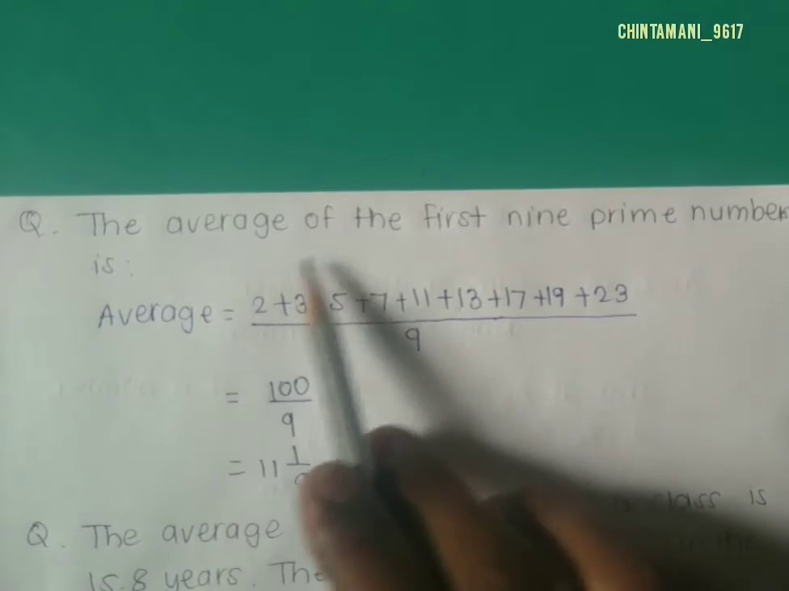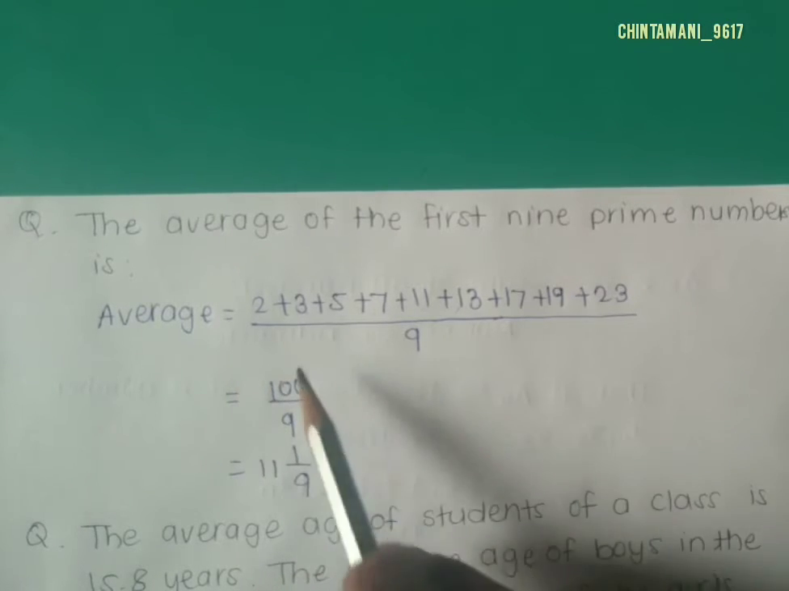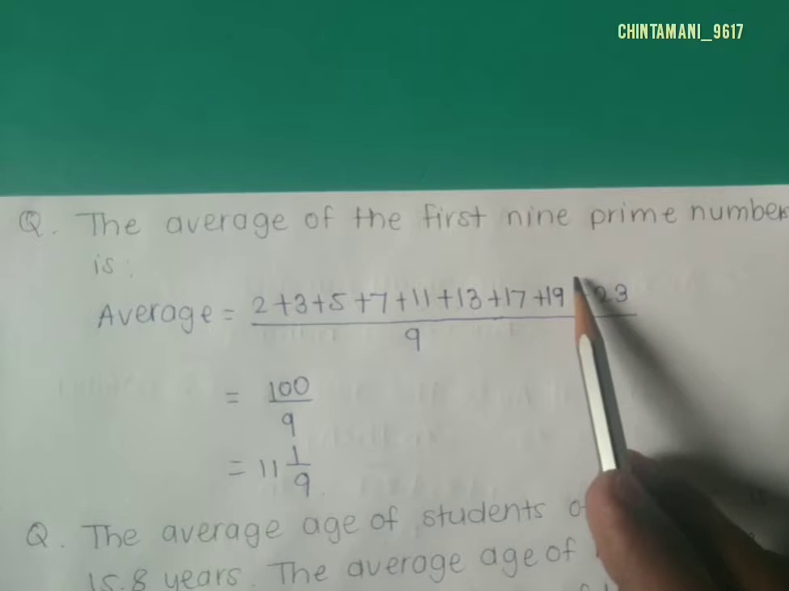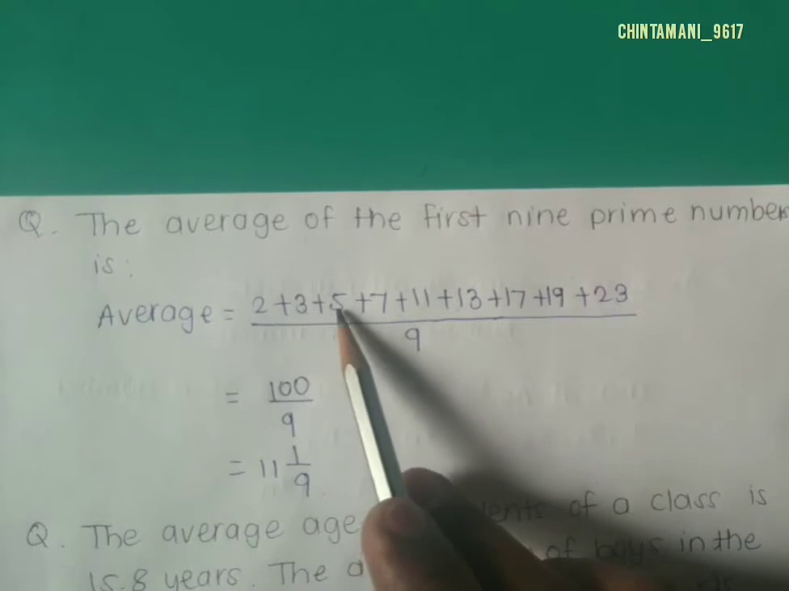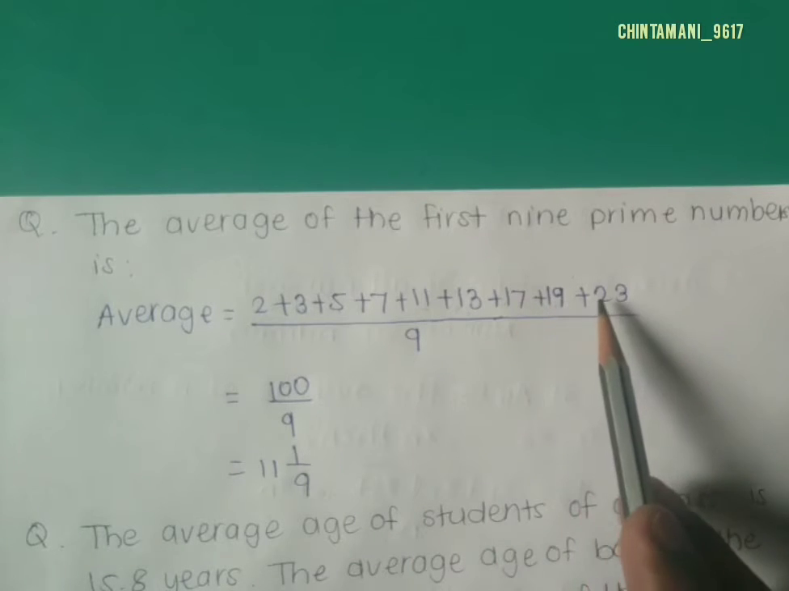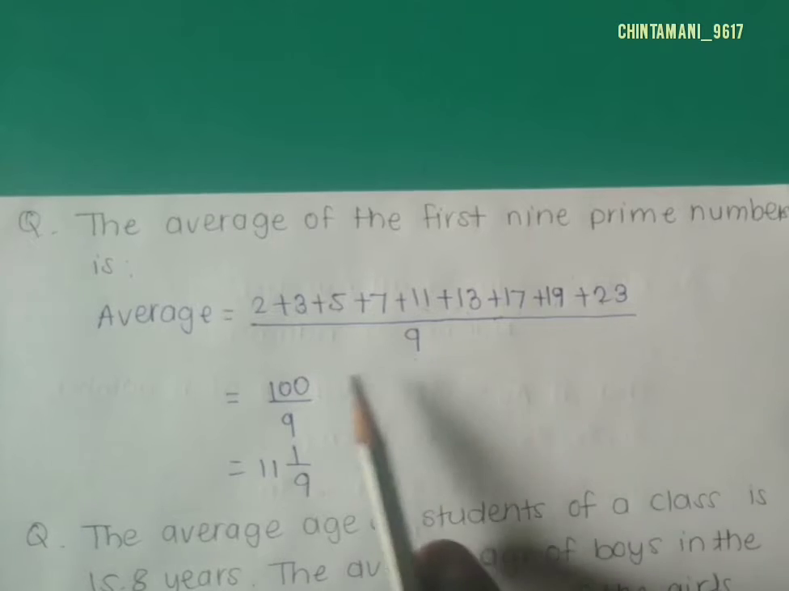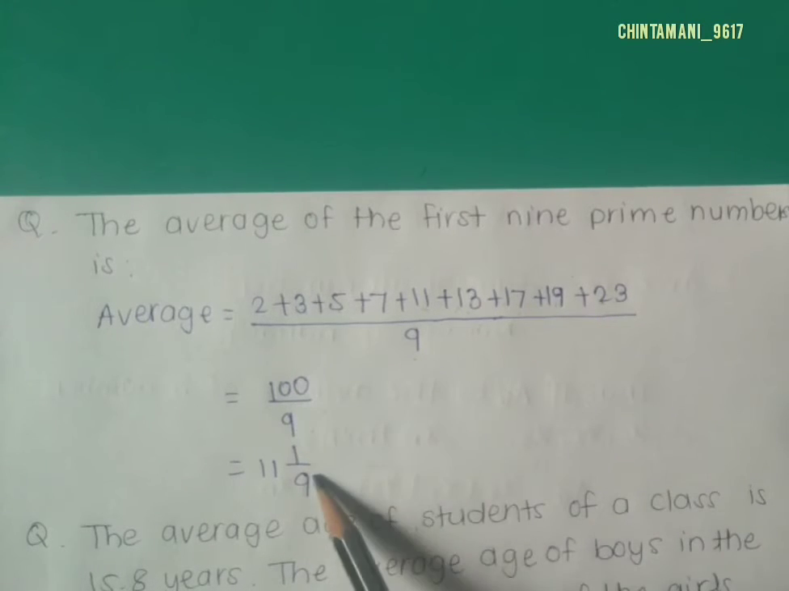So we have to find the average. How do we find the average? Addition of all the numbers divided by the number of numbers. So 2 + 3 + 5 + 7 + 11 + 13 + 17 + 19 + 23 divided by 9, that is equal to 100 by 9. We can write this in this format: 11 1 by 9.